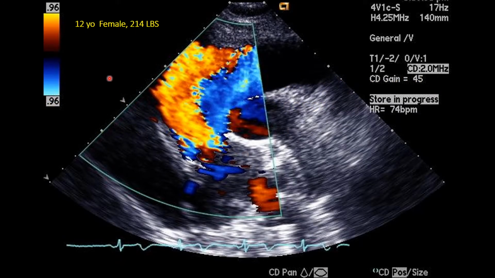So this is a 12-year-old female. She weighs 214 pounds, and I need another way of following her. Not going to be able to get much echocardiographically in her if she gains more weight. So here's the jet, and here we can see the flow reversal. So let's put a sample volume right here and see what we can learn about turbulence.